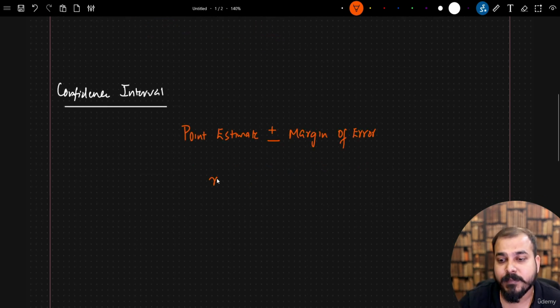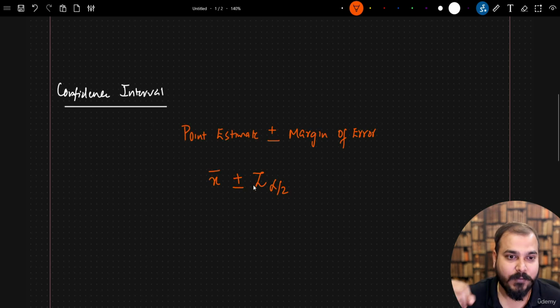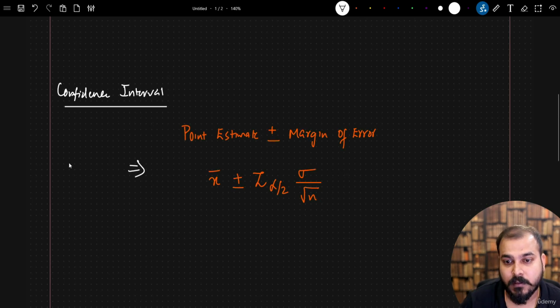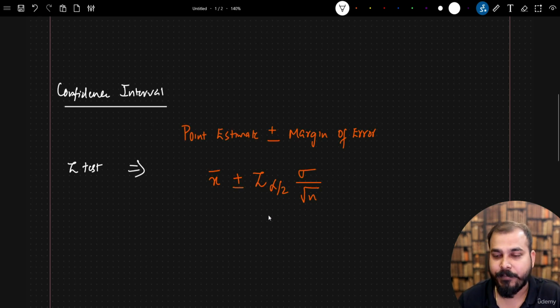Over here, the point estimate is nothing but X bar plus or minus the margin of error. How do we calculate margin of error? For this, we use Z alpha by 2. This is just for our Z test so that we can look over the area under the curve by using that Z table. And further, we multiply this by sigma divided by root n, if it is a Z test. If it is a T test, then we will use T alpha by 2 over here, and again there you need to calculate the degree of freedom.